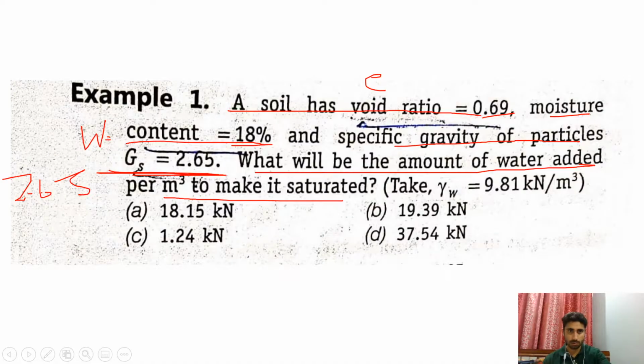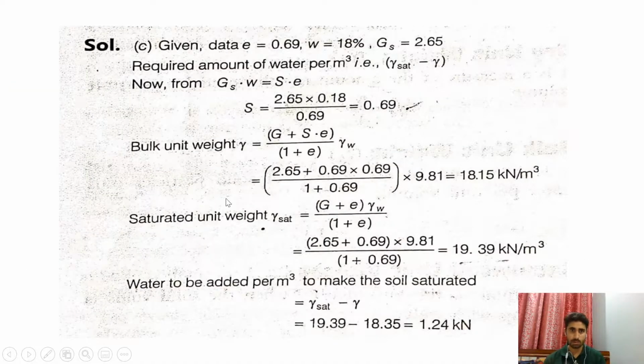Let's go to the next page. Okay, here it is. You are given the values of G, S, W and S C. You'll find the value of S. Okay, that is 0.69. Then we need to find the value of bulk unit weight and saturated unit weight.